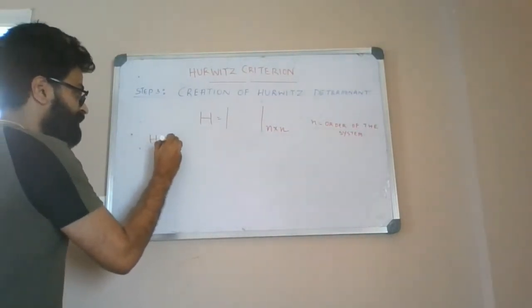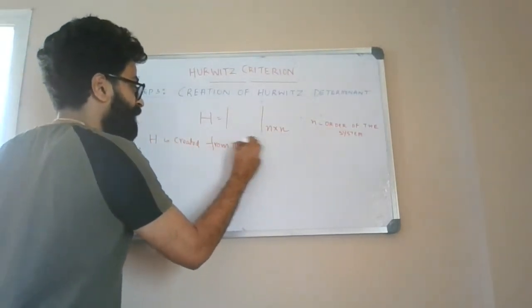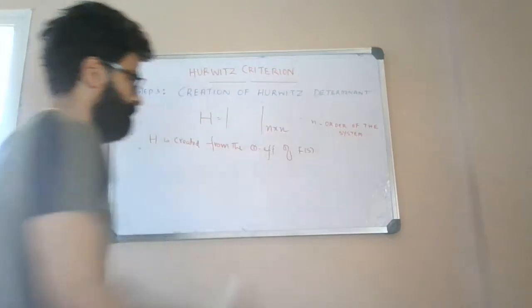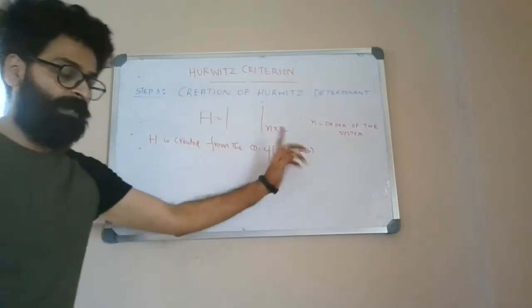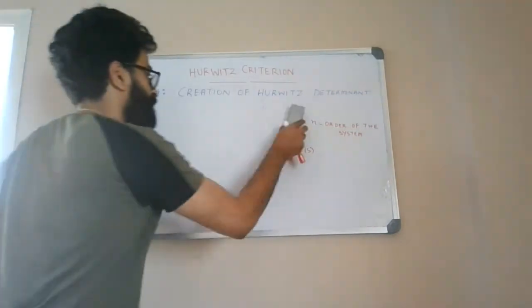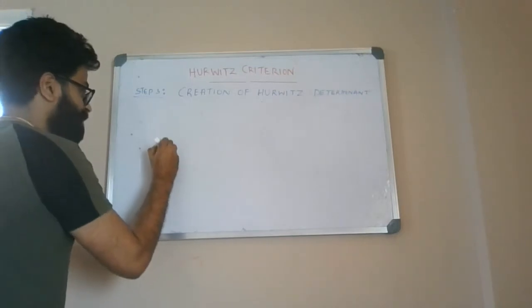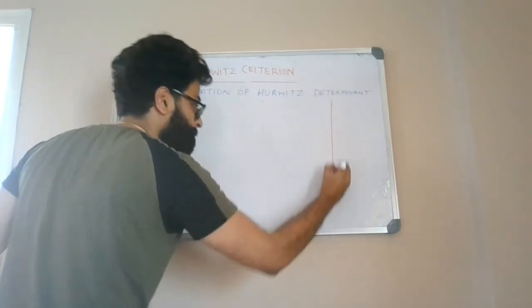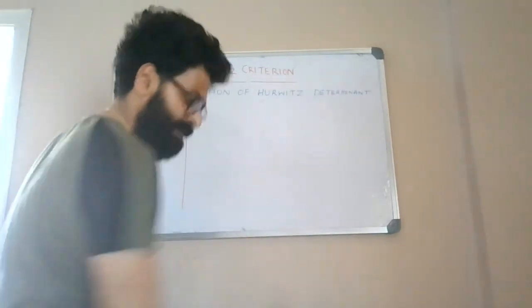Alright. Now, how do we create this Hurwitz determinant? H is created from the coefficients of f of s. So the Hurwitz determinant is created from the coefficients of f of s. What is f of s? The characteristic equation. So, let's see how to create the Hurwitz determinant. You write H here, and then you draw a big determinant. I need some space here.